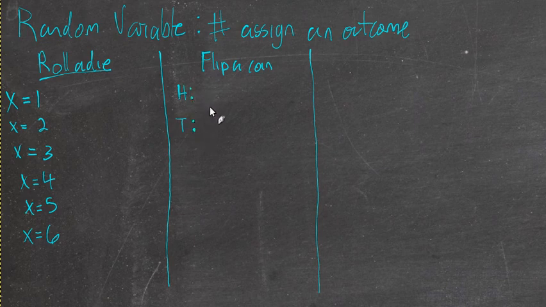Let's say that we let our random variable be F, for flip. It doesn't really matter if it's a capital letter F. And here we'll say that F is equal to 1 if we get heads, and F will be equal to 2 if we get tails.